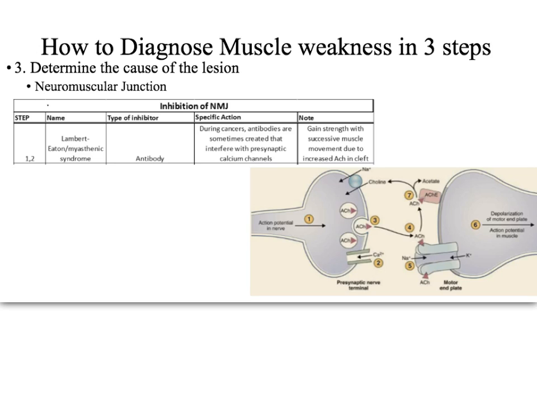For example, steps 1 and 2 are affected by something called Lambert-Eaton myasthenic syndrome. What happens with that is antibodies are produced during a cancer, usually a lung cancer. Antibodies are produced that will interfere with these calcium channels. So if they can't open, you have a problem with step 1, and if calcium can't move in because it's blocked, you have a problem with step 2.